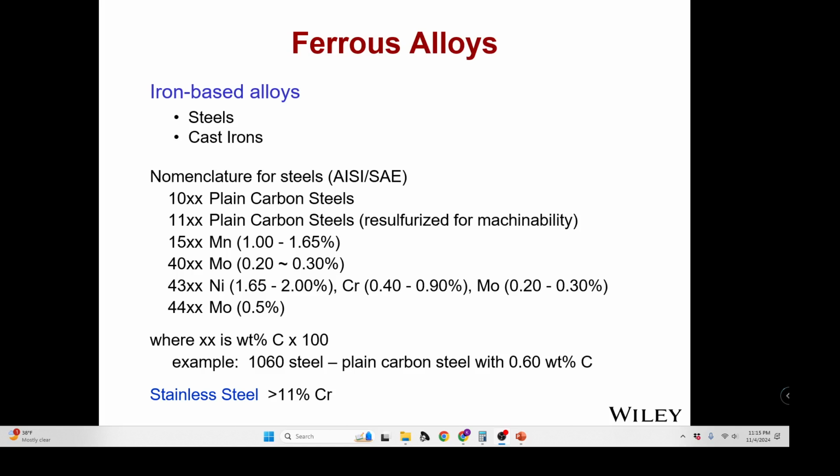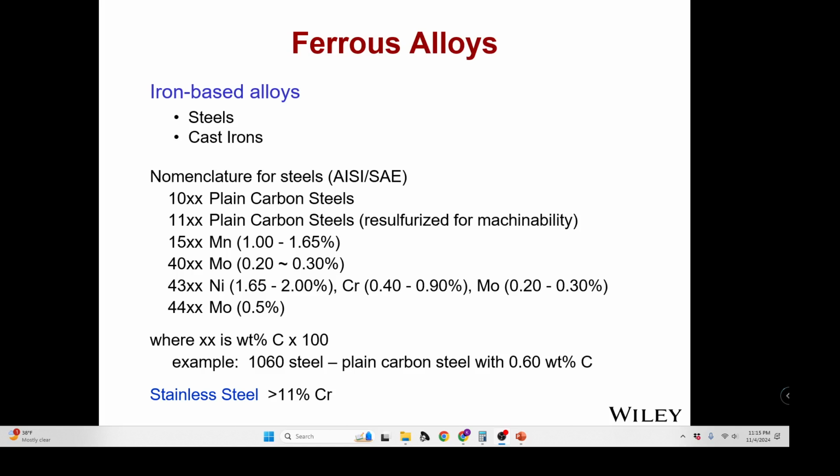It's known and battle tested in a lot of harsh applications. 44 is a 0.5% molybdenum. So this gives you a range. So it's not a fixed amount exactly. So one person's or one company's 4340 is not going to be exactly the same as 4340 from another company, but they're going to be pretty close in terms of overall properties. So the two X's are the weight percent carbon times 100%.